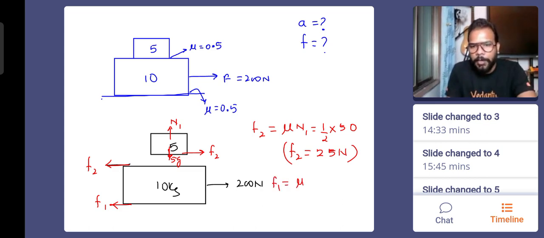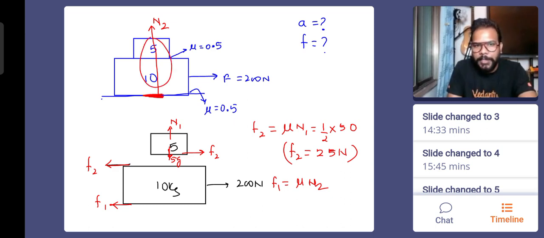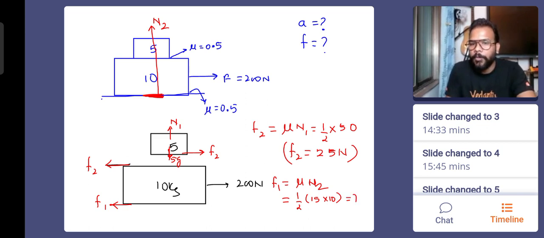F1 कैसे निकालेंगे? F1 होगा म्यू इनटू n2, और n2 जो है दैट इज बेसिकली द नॉर्मल फोर्स अप्लाइड बाय द ग्राउंड, व्हिच इज इक्वल टू 5 + 10g. डू यू एग्री विशेष? 15 × 10 हो जाएगा वो, तो 150/2 75. तो ये हो गया फ्रिक्शन फ्रॉम द ग्राउंड. दोनों फ्रिक्शन मिल गए, आधा क्वेश्चन हो गया.